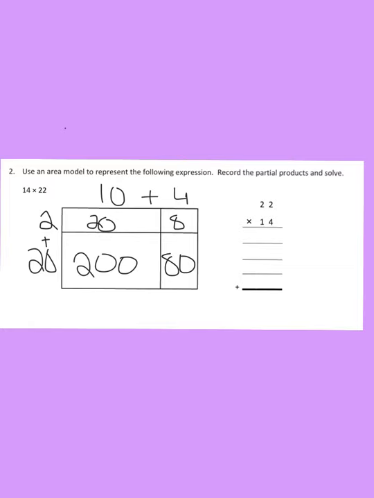Again, now we can just add up all of our products. So we have 200 plus 80 plus 20 plus 8 to equal 308. Now we're going to use partial products to make sure we get the same answer.